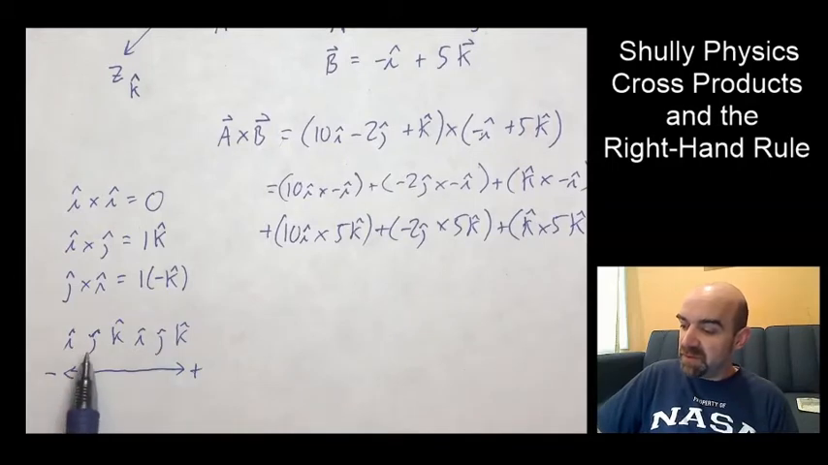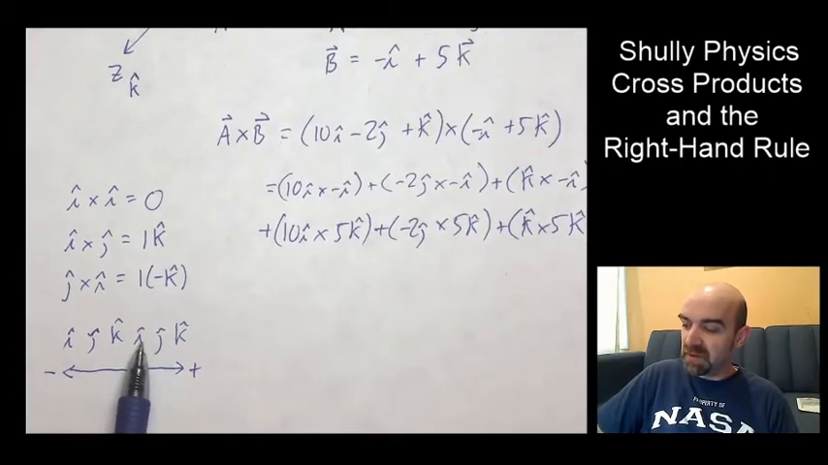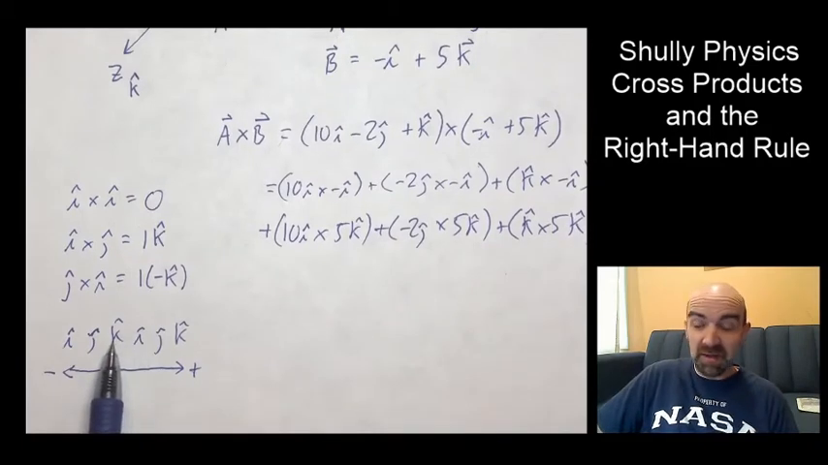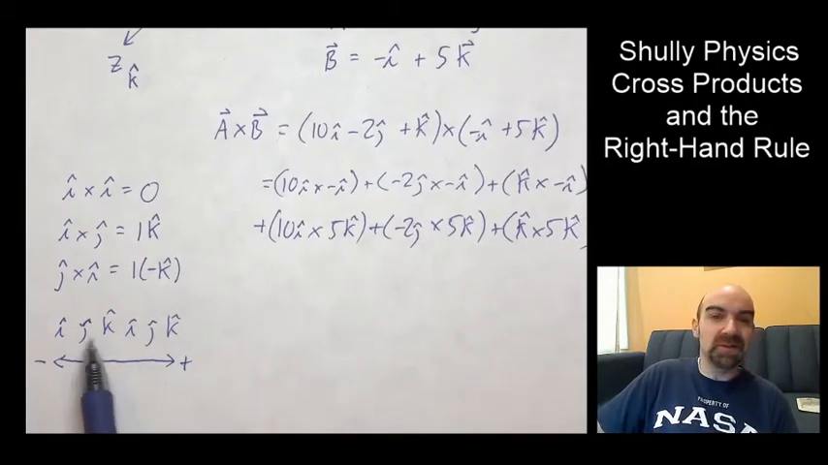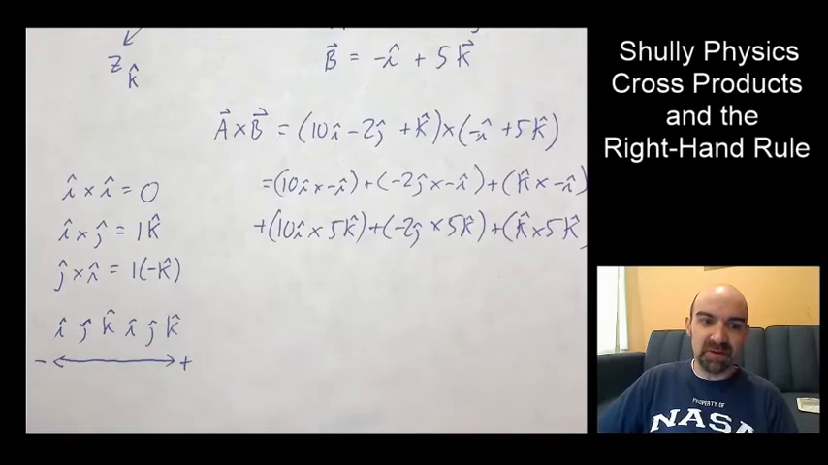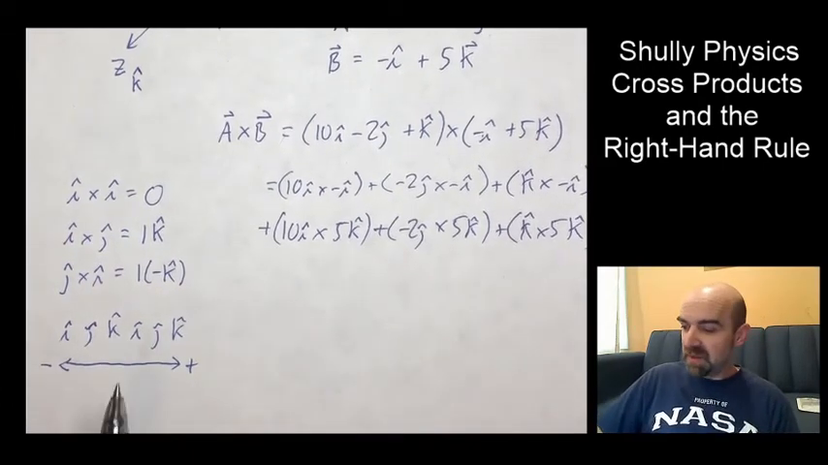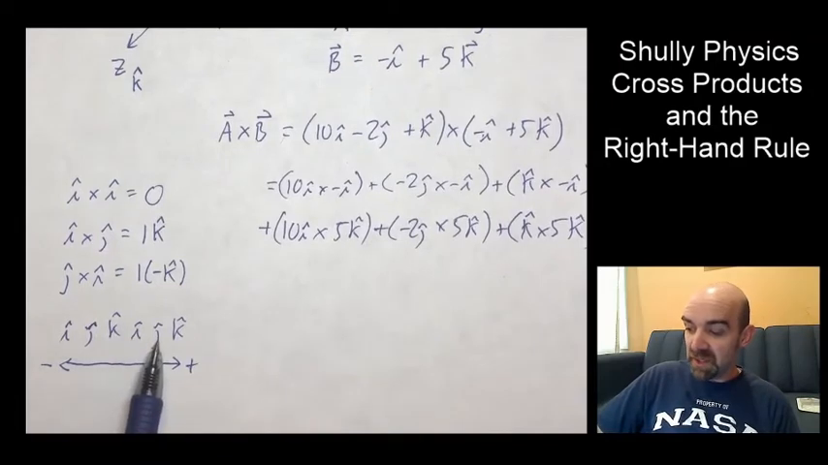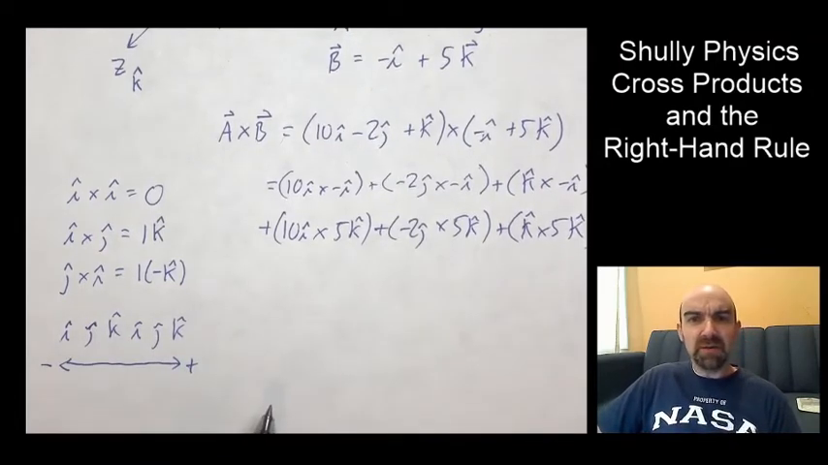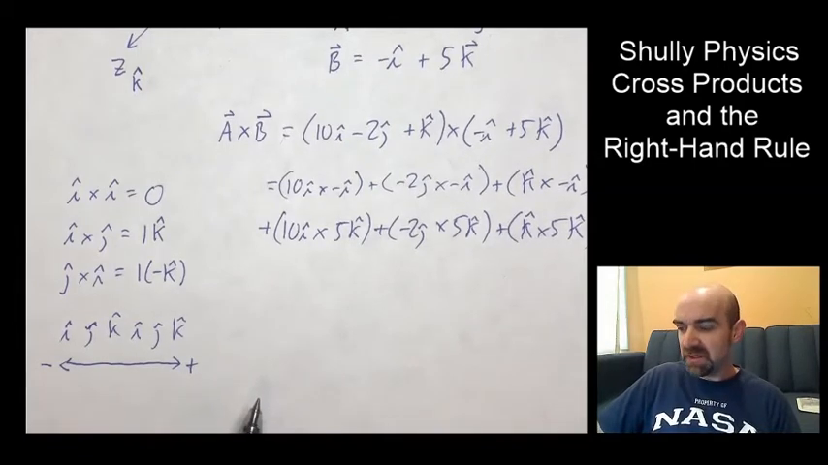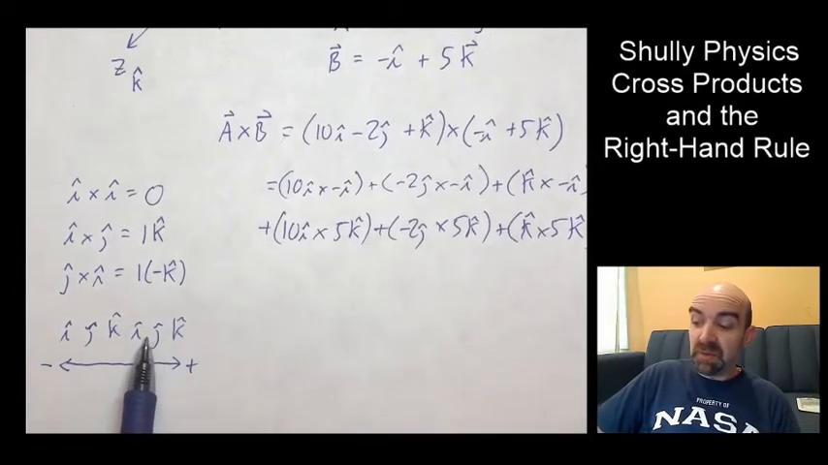Whereas j cross i, there's nothing over here, that's why we're going to skip over this part. j cross i is k, but in the negative direction. I had to go to the left. Left is negative, right is positive. So what would k cross i be? k cross i would be j in the positive direction, so positive j. How about k cross j? k cross j would be i, with a negative i.